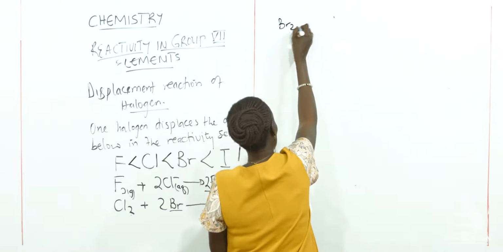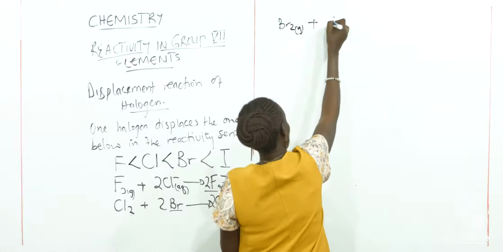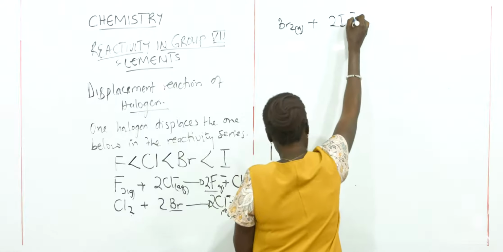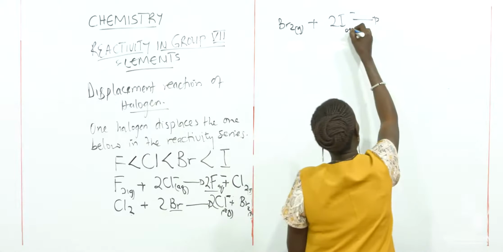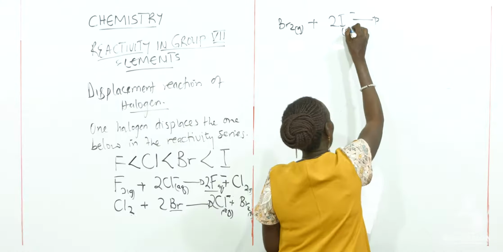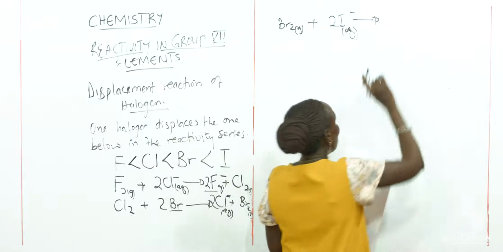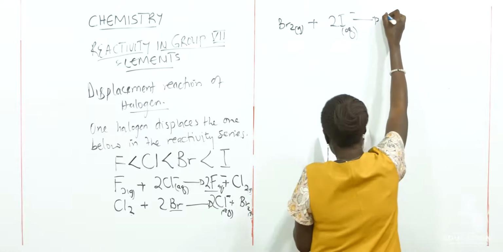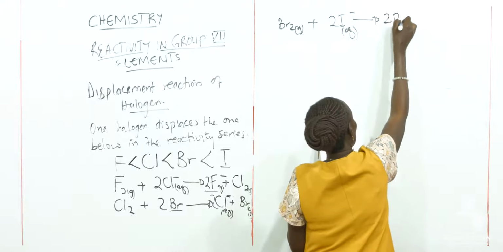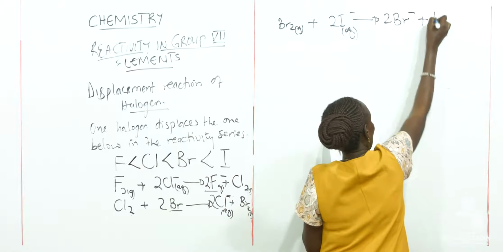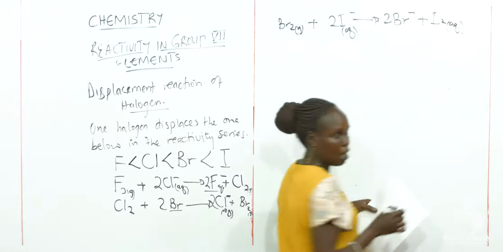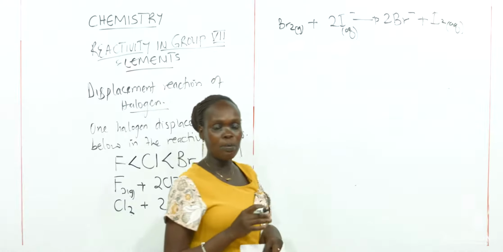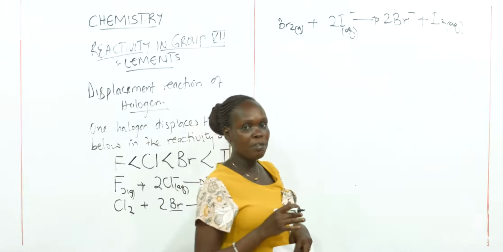We have it with the bromine plus iodide aqueous solution. It will give us iodine aqueous solution plus bromine. So in this case, we have seen how the displacement reaction goes.